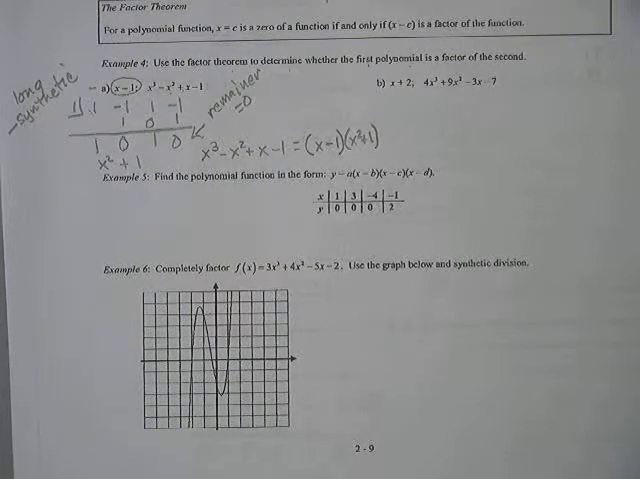Now, take a look at the second one. This is just, is it a factor or not a factor? Divide this into there. Does it go in there evenly with the remainder of 0? Check it out right now. What am I going to put in? Negative 2. So put it in there.